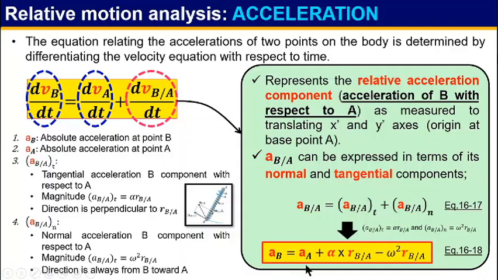AB equal to AA, and these two are absolute accelerations, plus the tangential component of acceleration BA, minus the normal acceleration of BA. In the Hibbeler book, the explanation of this equation is written in equation 16.18. So please read the Hibbeler book as additional knowledge for you guys.